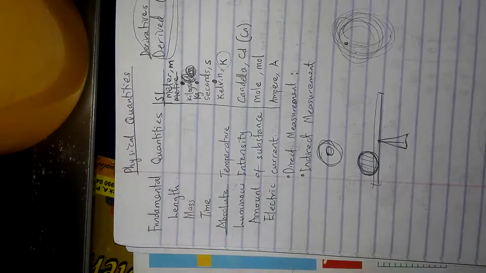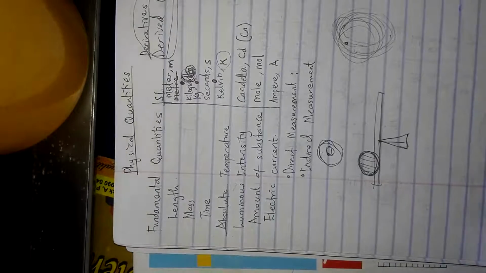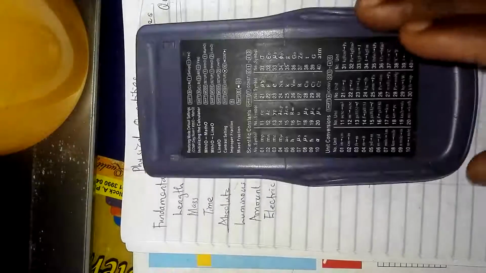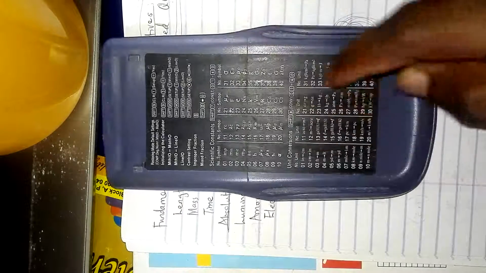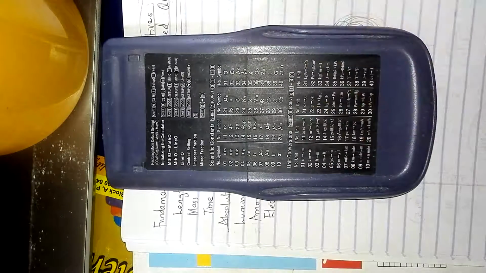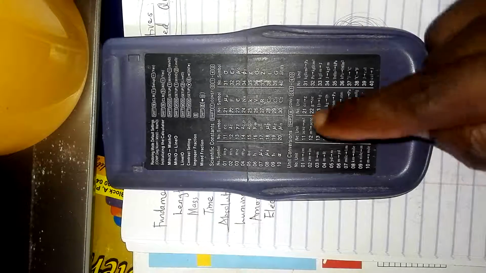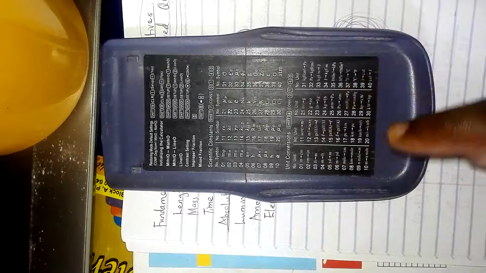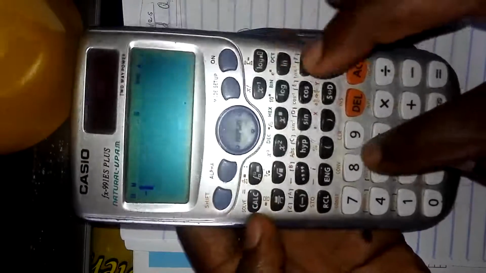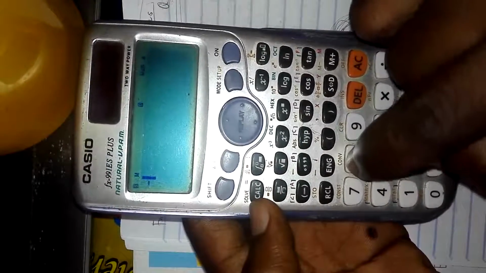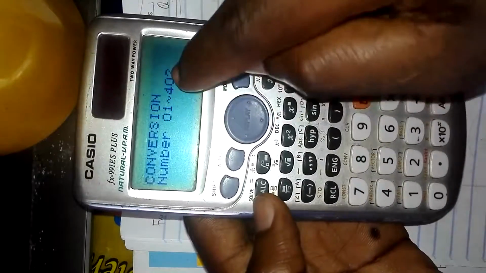I don't know if you use a calculator. We will still talk about some of them, but if you use a scientific calculator, there is always a means for conversion, at the back here, where you can easily enter the parameter and convert. For instance, in this one, I don't know the one you're using, if I want to convert here, I will simply use shift 8. When I press 8, you can see conv on it, so it means conversion. So I will choose from 01 to 40. They have been listed here.